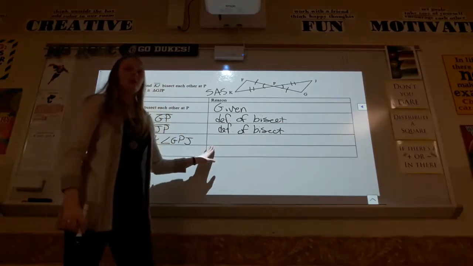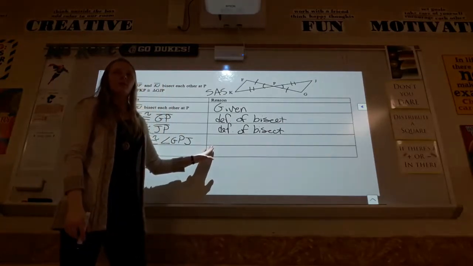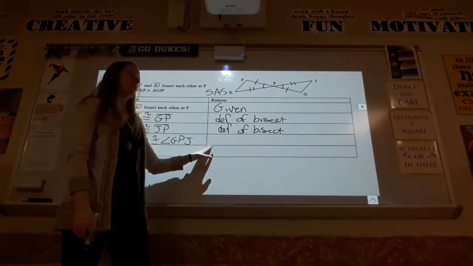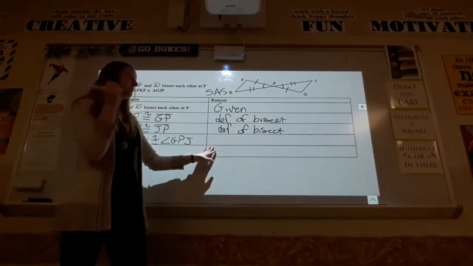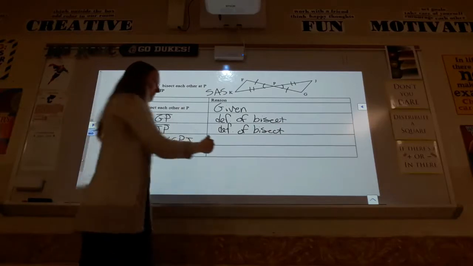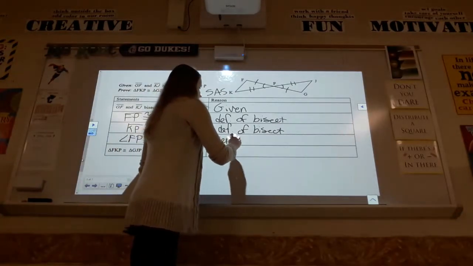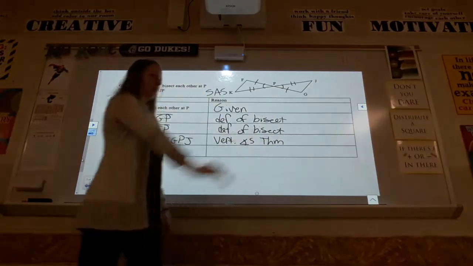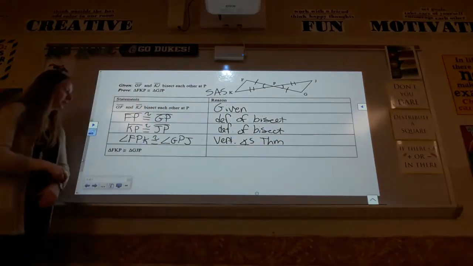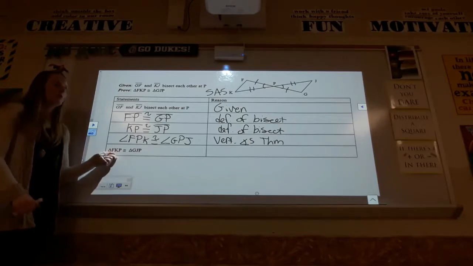And then what would I write here? You could say vertical angles theorem, or you could write out what the theorem actually says. Vertical angles are congruent. Either one is fine. Vertical angles theorem, or the statement of the theorem, vertical angles are congruent. And then how did I know the triangles were congruent?